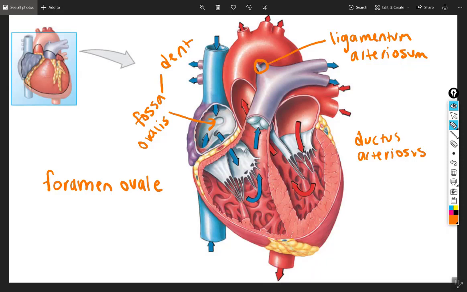So, even though we were all fetuses and neonates a long time ago, we have this evidence of differences in fetal circulation left over in our hearts, which I think is pretty neat.